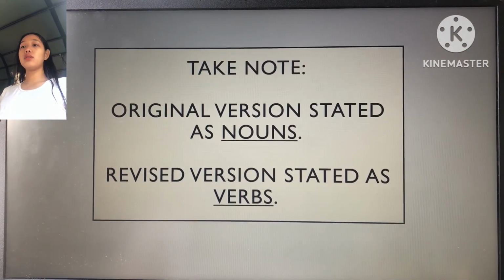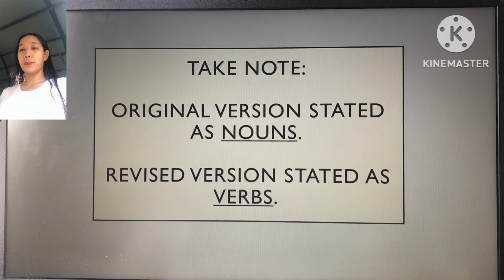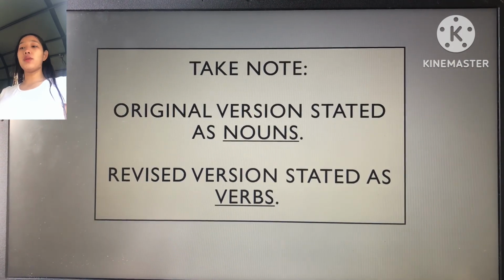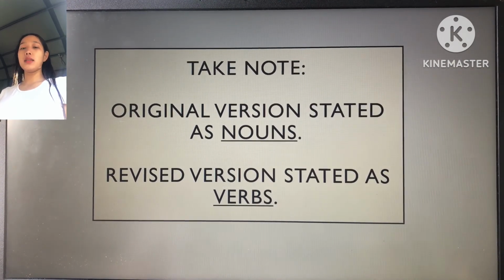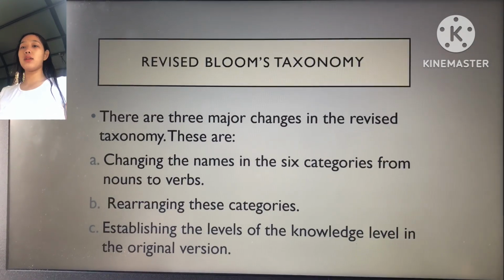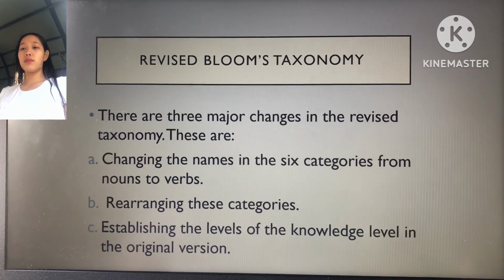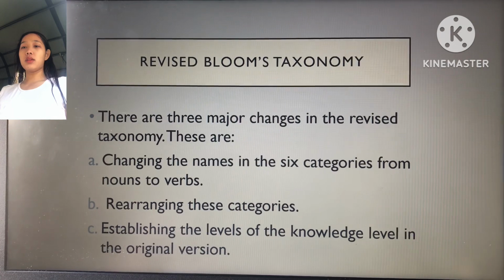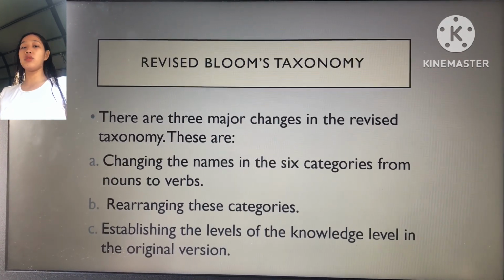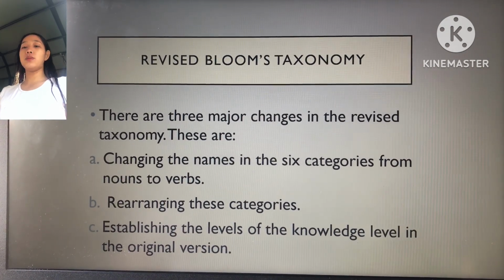Okay, so take note. The original version is stated as nouns. When it comes to the revised version, it is stated as verbs. So, revised Bloom's taxonomy. There are three major changes in the revised taxonomy. First is changing the names of the six categories from nouns to verbs. So from nouns, they become verbs.